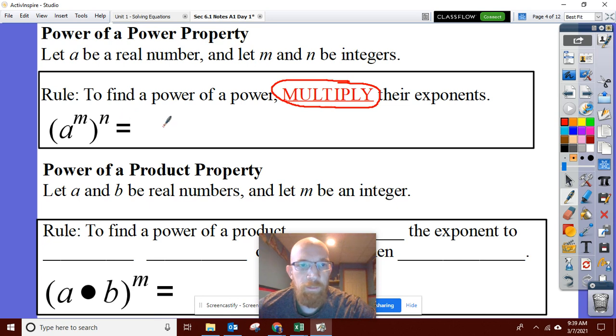So let's just put an example down. If I have 3 as the base, and maybe I have 3 to the second power, and I'm raising it to another 3, that would be the same as 3 to the sixth power, because 2 times 3 gives me 6. Okay, and well, let's go look at some of those really quick.